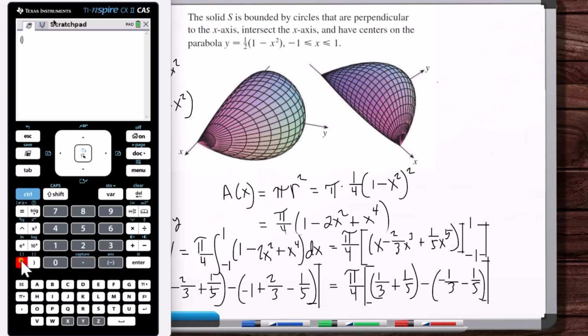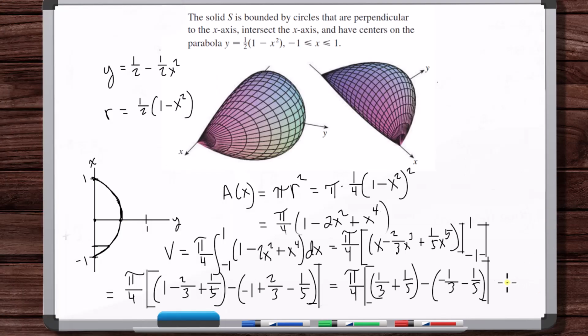And so we can plug this into our calculator. Okay, and then, all right, and then this minus this. 16/15. Pi over 4 times 16/15. So it's 4 pi over 15.